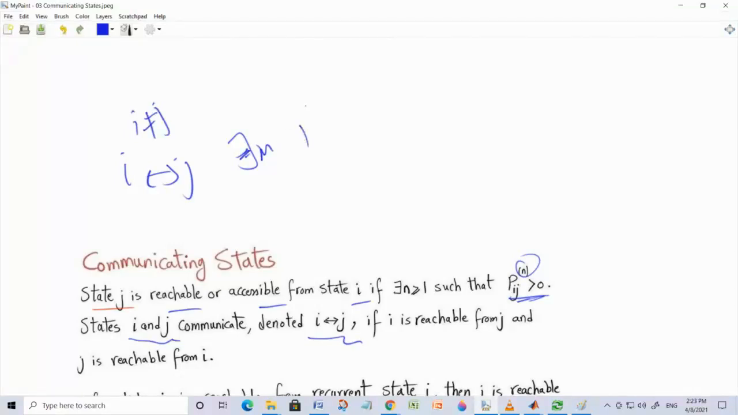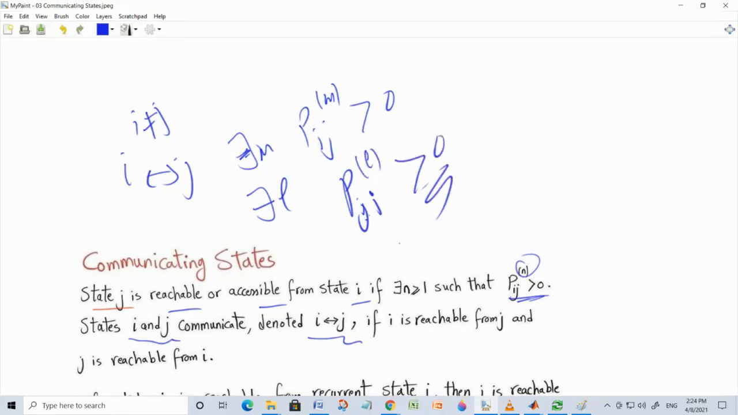There exists m such that Pij of m is strictly positive. There exists L such that Pji of L is strictly positive. Which means, starting in i, there exists some m steps, and we do not say that this probability is exactly 1. We say it's just positive. So there is some positive probability that in m steps, starting from i you will be in j, and after L steps, if you start in j, that you will be in i. Again, you need just a positive probability.